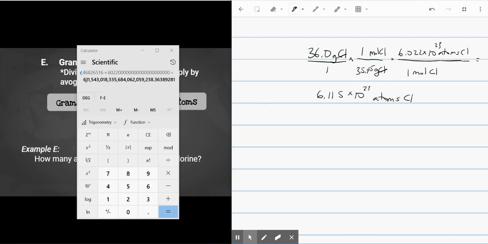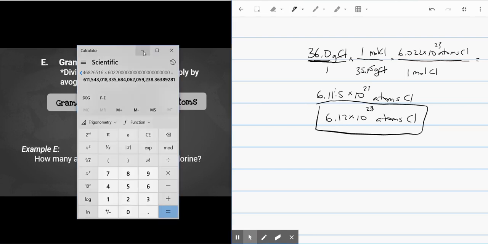How many significant figures are here? If you said 3, you're correct, so I'm going to round it right here. So that is 6.12 times 10 to the 23rd atoms of chlorine. That's my final answer. Let's put a box around it. Okay, to the 23rd power. Atoms of chlorine. All right, so that is all of the types of conversions that you need to know.